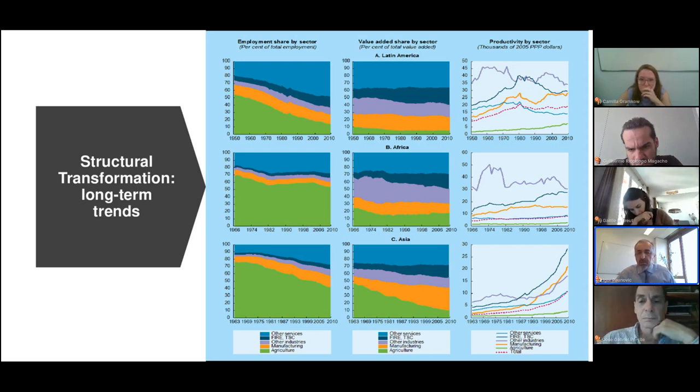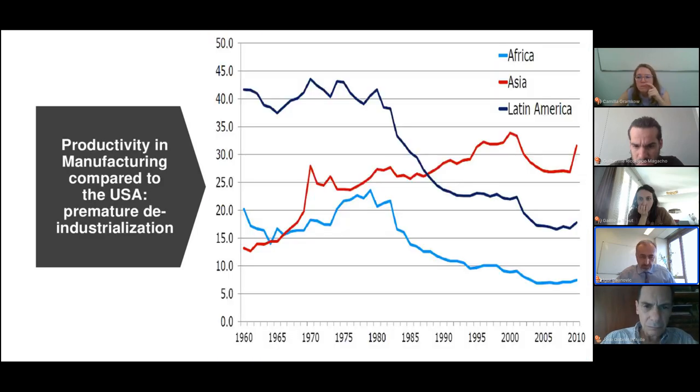And in the case of Asia, you see how rapidly manufacturing has increased its value added, although Asia still has quite a big agricultural sector, but its policies are geared towards strengthening manufacturing, and this shows on these graphs.